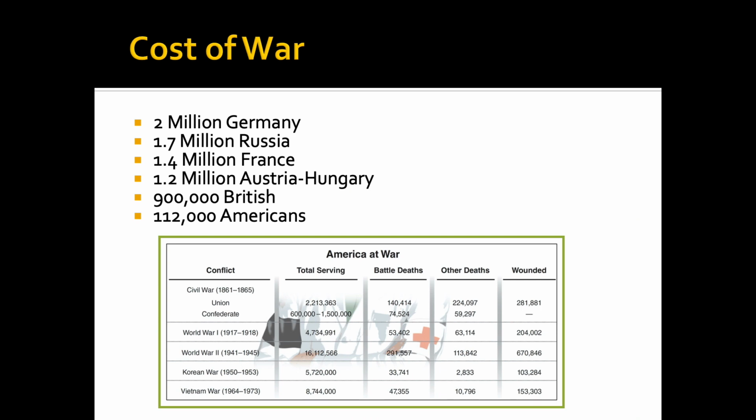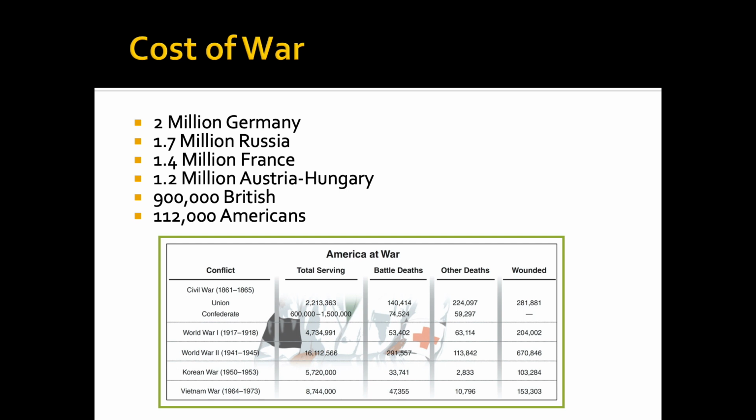Now, look at the losses and look at what it cost various countries. This was 2 million dead in Germany, almost 2 million in Russia, 1.5 million in France. The United States got off relatively light. We weren't involved that long, but we came in and we kind of helped turn the tide. And so we claimed a lot of responsibility for helping to end the war.